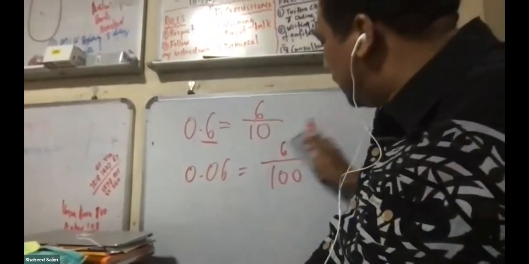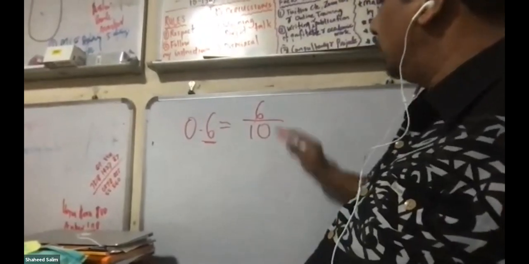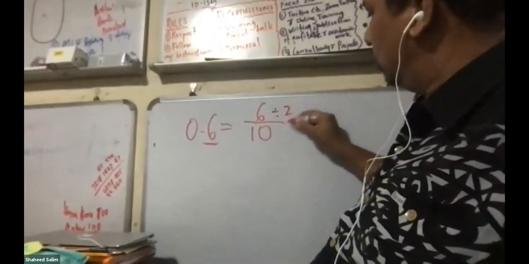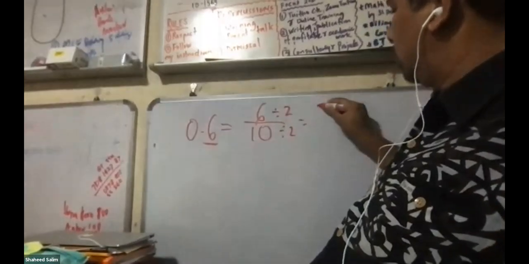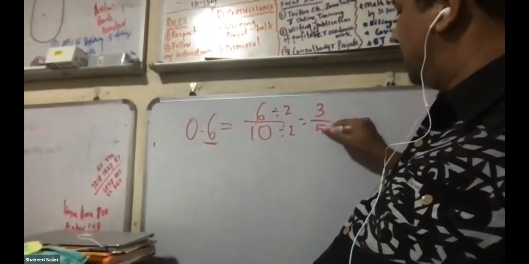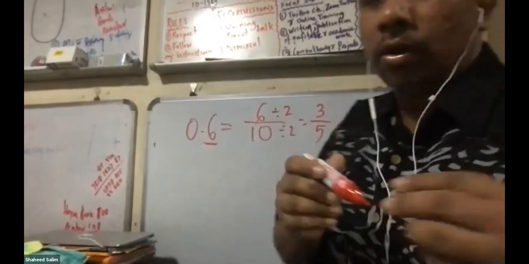Okay. Now from here, they ask you to bring it to simplest form. You must divide by 2. Divide by 2, you get 3 over 5. This is your fraction. All right, we will try now.